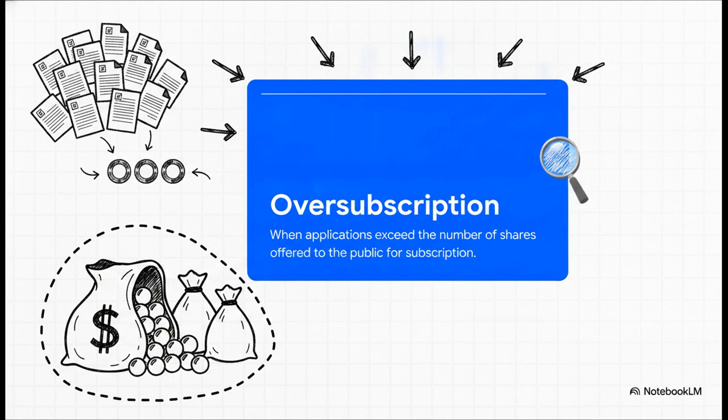Oversubscription simply happens when a company receives applications for more shares than it actually offered to the public. You see this a lot with really good, well-managed companies. But the golden rule of the Companies Act is super strict. A company literally cannot allot more shares than it originally issued. Just like those balls, if you only have 2, you can only give out 2.